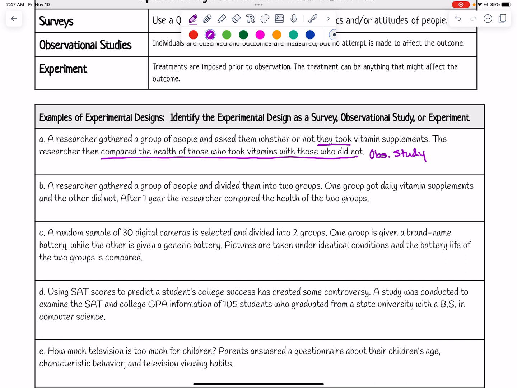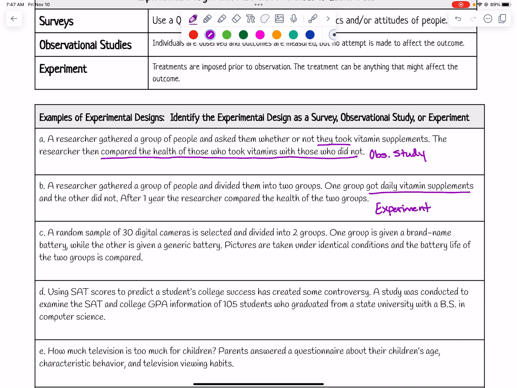B says a researcher gathered a group of people and divided them into two groups. One group got daily vitamin supplements and the other did not. After 1 year, the researcher compared the health of the two groups. So this is what we call an experiment because one group was asked to change their behavior and take the daily vitamin supplements.